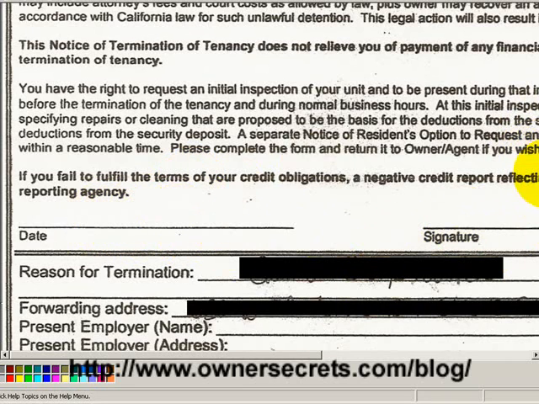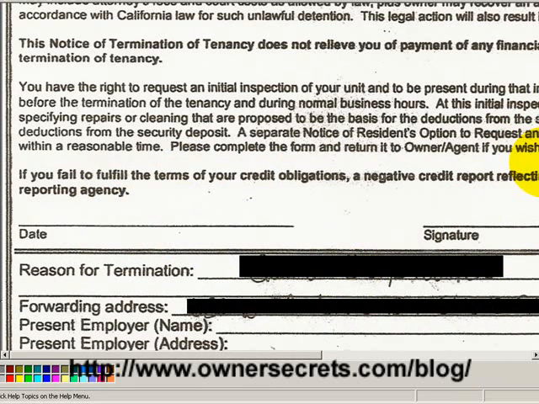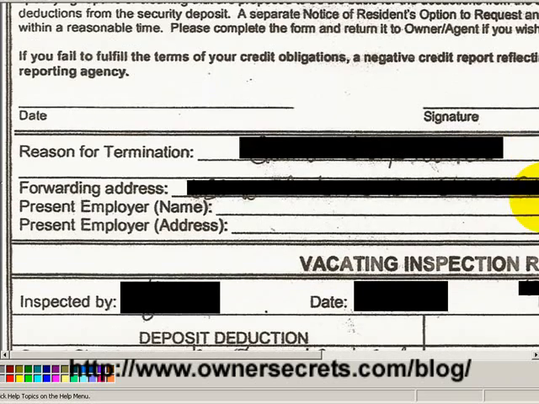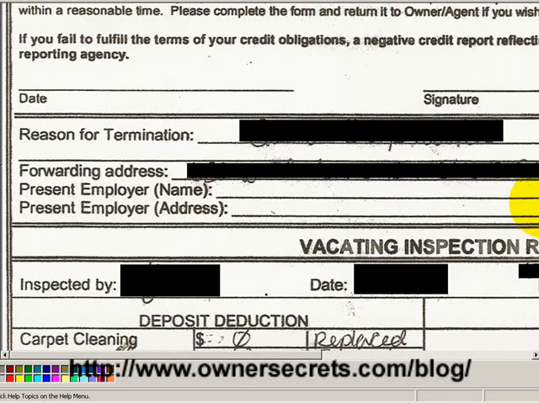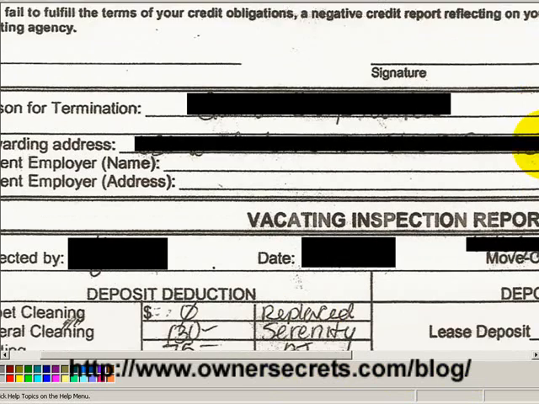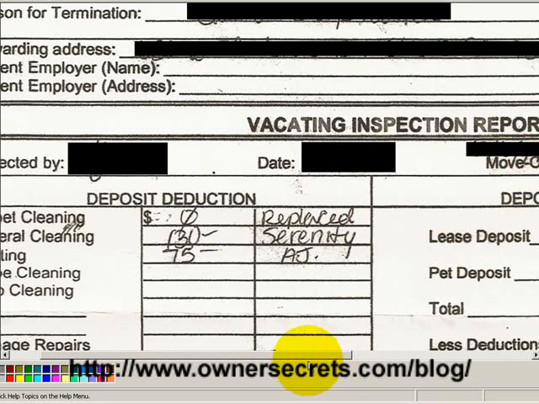In this case, this is my copy, so the tenant won't have a signed spot on this form. The reason for the termination, you could say lease expires, forwarding address. If the tenant is already out, this is the address where you can reach them at their new place. Okay, now the important part of this form is where you'll sign it here.